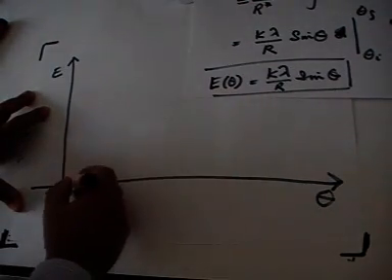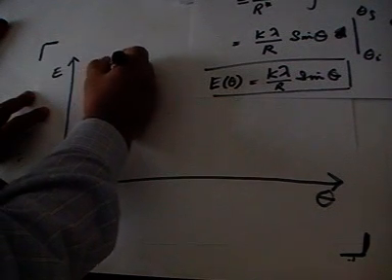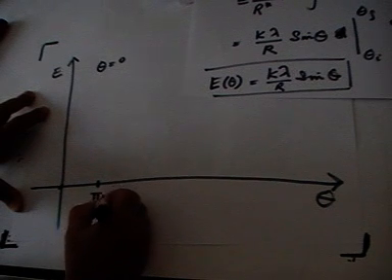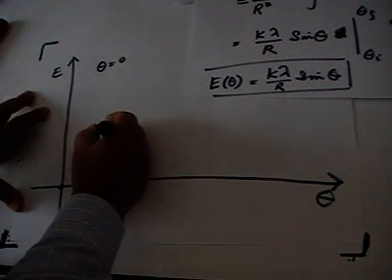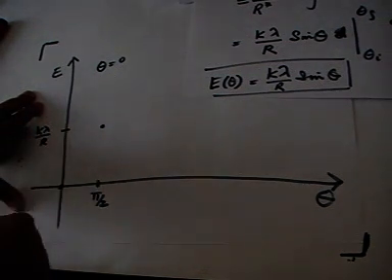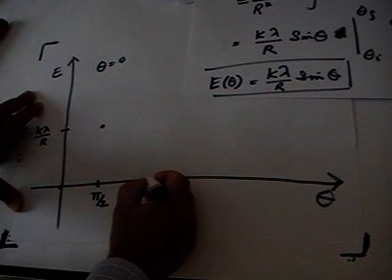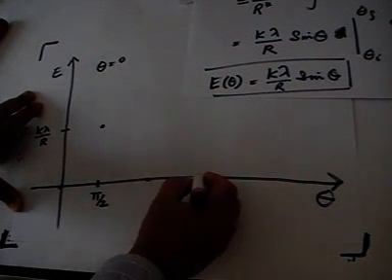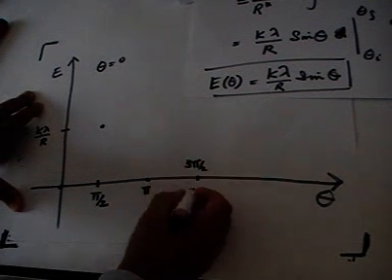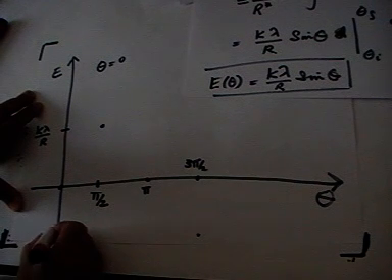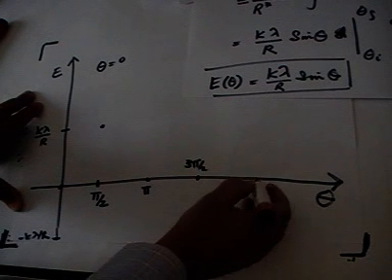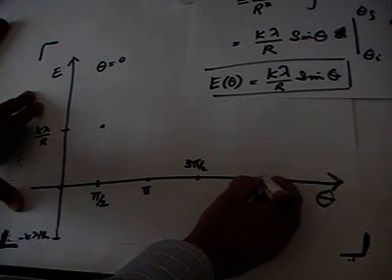When theta is equal to 0, I have a 0. When theta is equal to pi over 2, sine theta is equal to 1, and this number here is k lambda over r. When theta is equal to pi, I go back to 0. When theta is equal to 3 pi over 2, so this is pi, this is 3 pi over 2, I get minus that, which is somewhere here, minus k lambda over r. And then when I come back to 2 pi, I go back to 0.